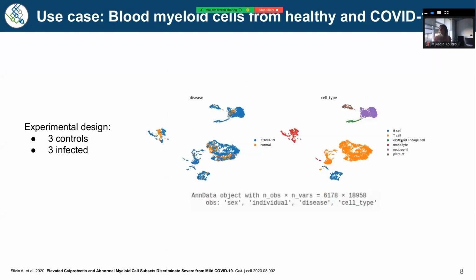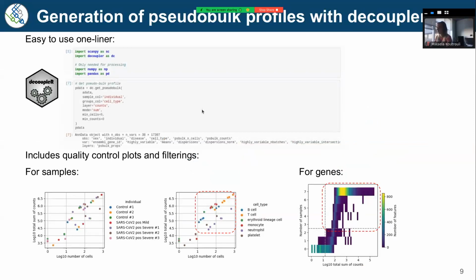So with this, I'm going to go over a use case. We have a vignette showcasing how to actually do this analysis. And for that, we use these blood myeloid cells from healthy and COVID patients. The experimental design is quite easy. We have 3 controls and 3 infected samples. And we have different cell types and a good collection of cells and genes, right? It's very easy to use, literally a one-liner. We use this get pseudobulk function from Decoupler. And as you can see, we obtained 38 different profiles. So remember, 1 for each cell type and patient.